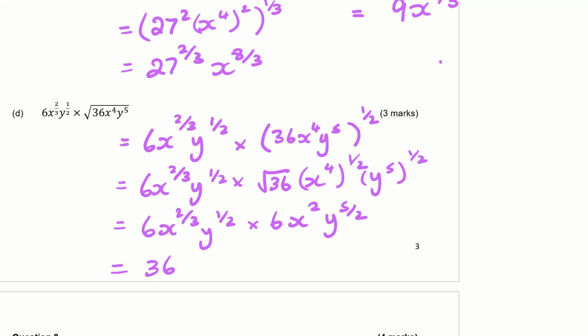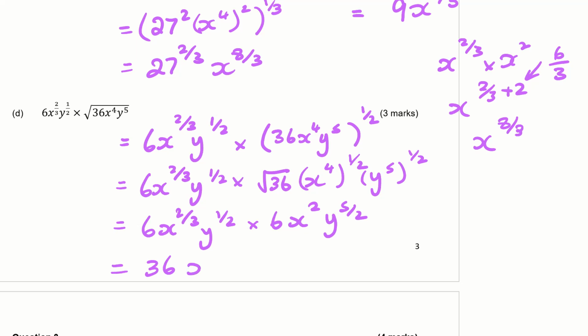Then we've got x^(2/3) times x². So that's x to the 2/3 add 2, which, since 2 is 6/3, we could write as 8/3. It would be normal to do that as an improper fraction. And then we've got y^(1/2) times y^(5/2). If we add that, that's y^(6/2), which is y³.